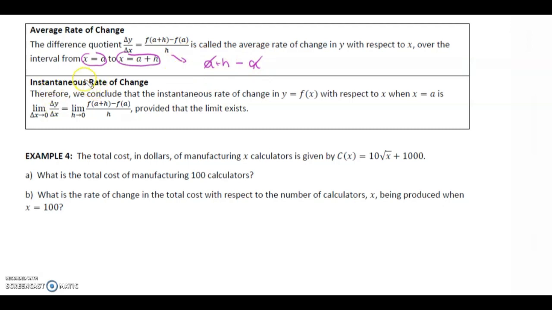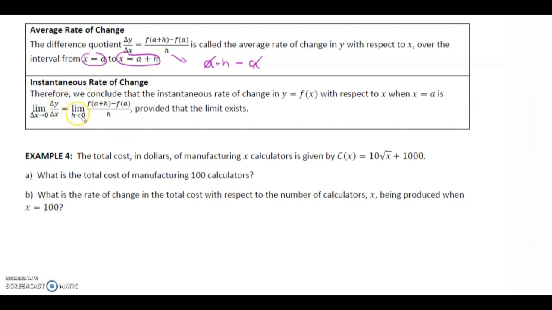Now, the instantaneous rate of change, we conclude that the instantaneous rate of change in y with respect to x at x equals a is the limit as delta x approaches 0. Okay, the change in x as it gets closer and closer together as it approaches 0, of delta y over delta x, which equals the limit as h approaches 0 of the same numerator here, f at a plus h minus f at a all over h.